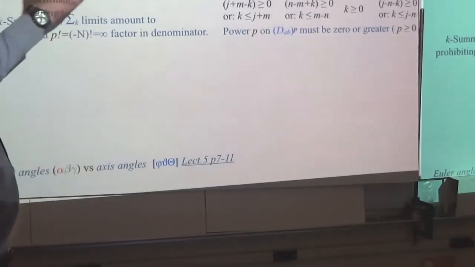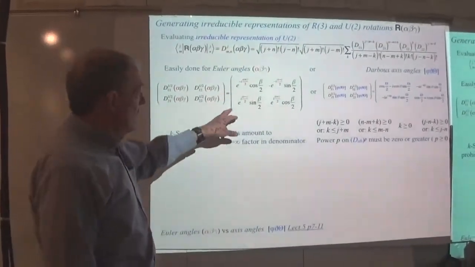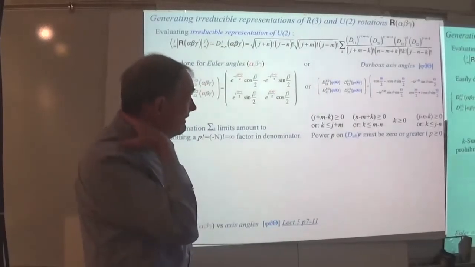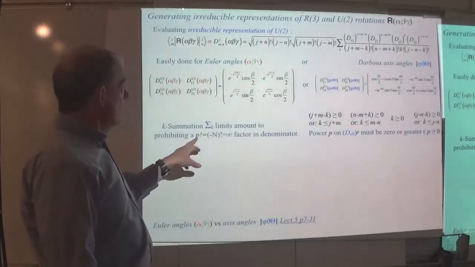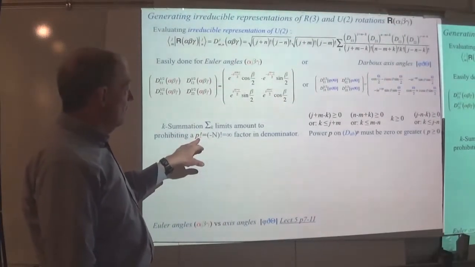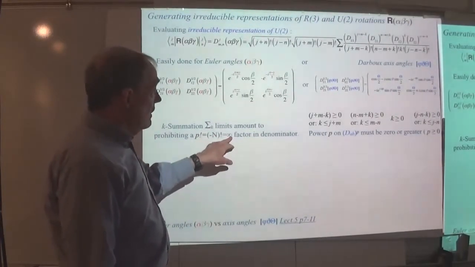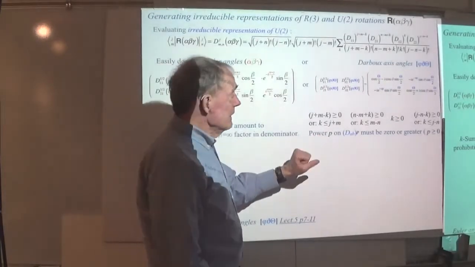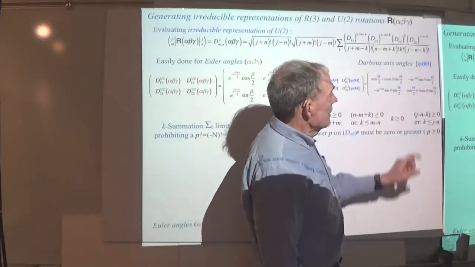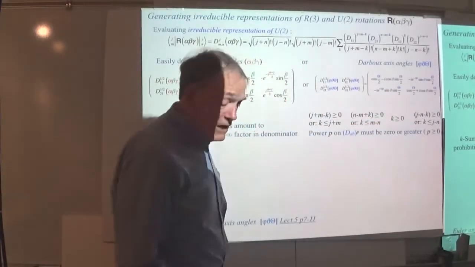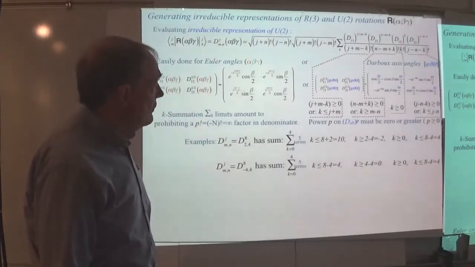Now, either use the Euler angles, and this is a link that takes you to just see how those are related. That's back in lecture 5. I won't bother to take that link right now. But the basic idea is prohibiting p factorial, power integer factorial, a minus power integral, which is infinite, in a denominator. So power p must be 0 or greater. So those are the logical steps that you would have to have if you're going to evaluate these matrices in a numerical setting.